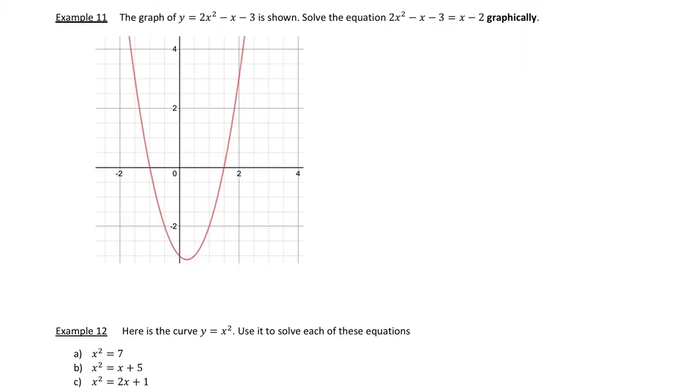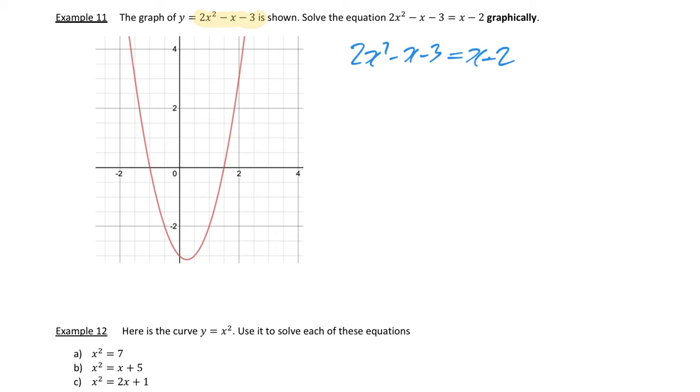This next example says the graph of y equals 2x squared minus x minus 3 is shown. Solve the equation 2x squared minus x minus 3 is equal to x minus 2. So first of all, we're just going to write our equation down, what we want to solve: 2x squared minus x minus 3 is equal to x minus 2. We want to solve this graphically.